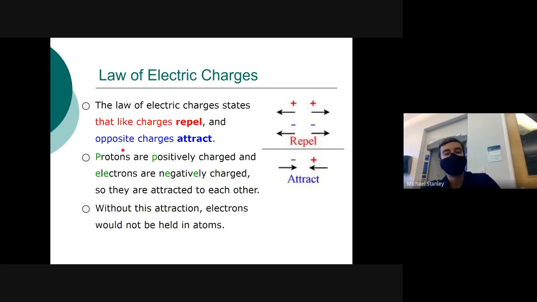So since our protons are positive and our electrons are negative, they are naturally attracted to one another. That's what helps keep the electrons close in to the protons and neutrons, because the negative and the positive are attractive. So like charges, or similar charges, repel each other, they push away. Opposite charges attract each other. Positive and negative charges naturally want to come together.